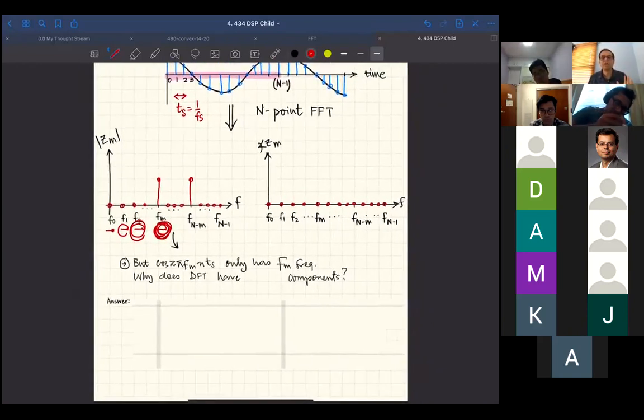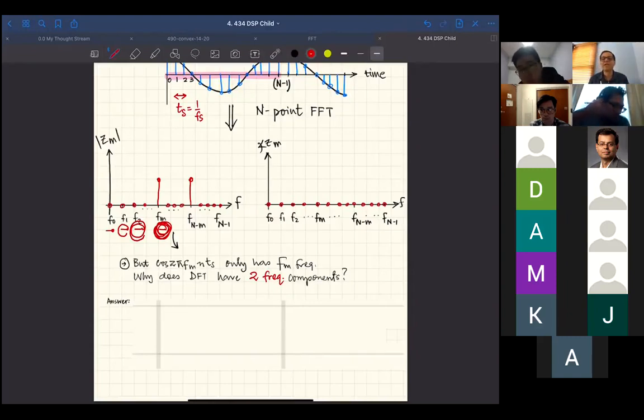But the first question I want you to think about is, I have two frequencies, one at Fm and one at Fn minus m. But hey, cos 2 pi Fm nTs seems to have only one frequency, Fm. So the question is, why does the DFT have two frequency components? Is this analogous to the copies you get in an FFT on both sides of the y-axis, the negative and positive frequencies? Why do you get copies in an FFT?